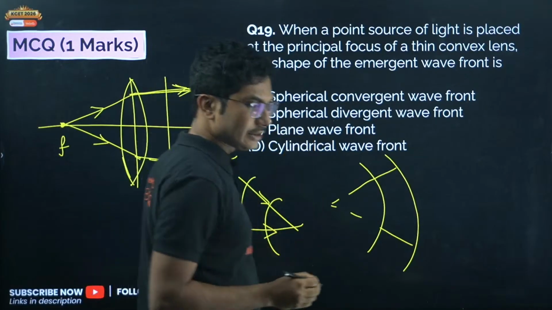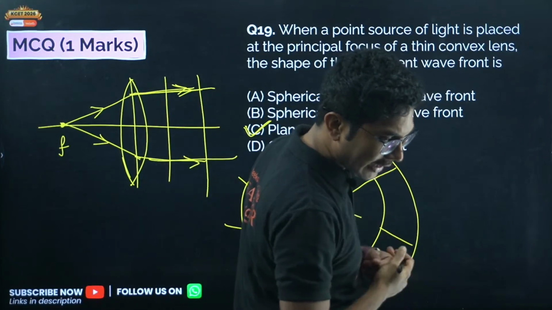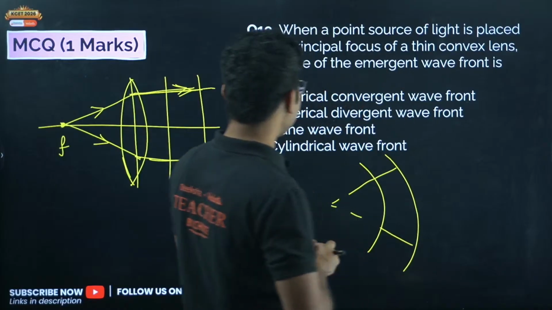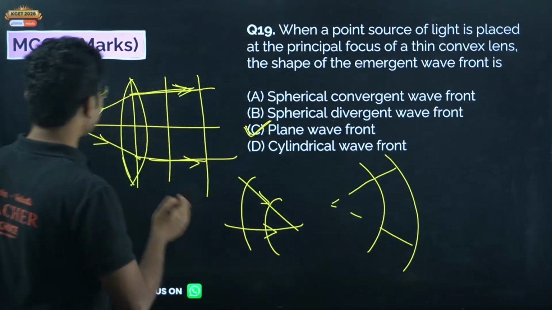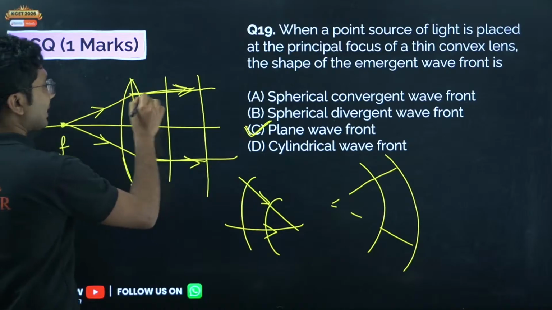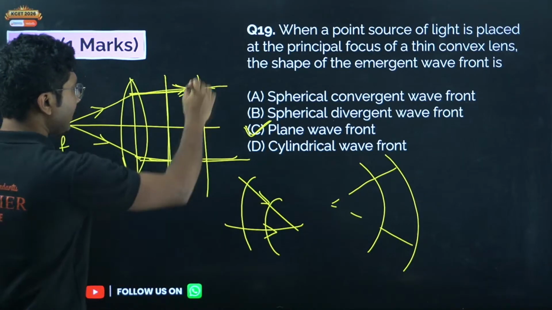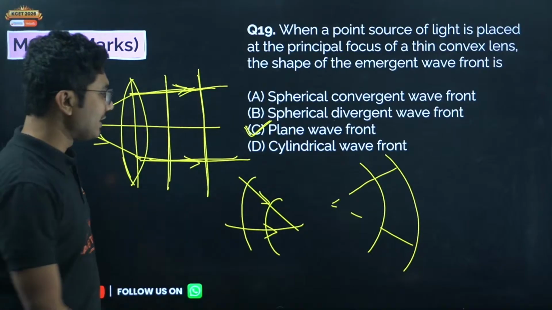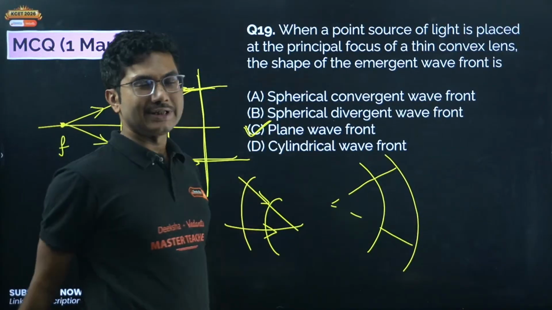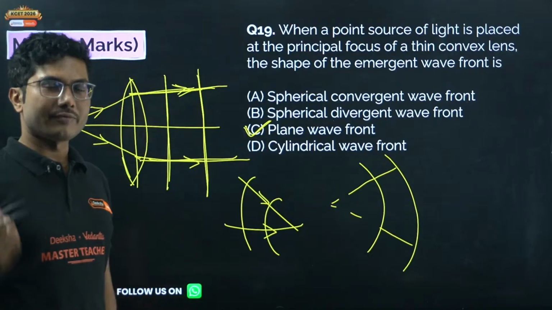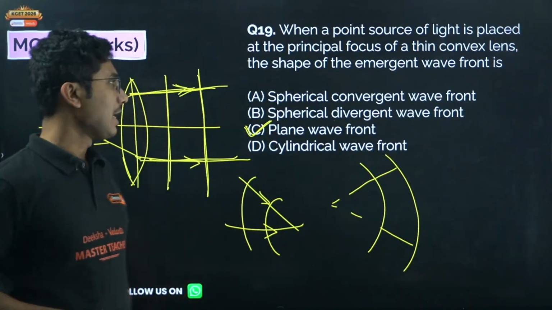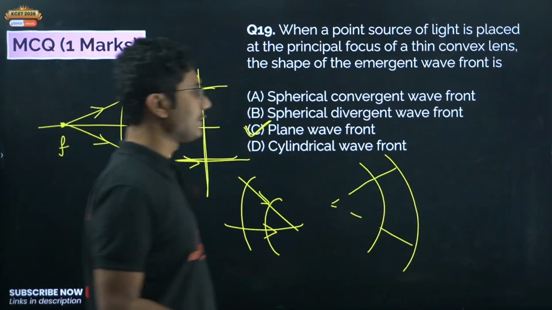Option C is correct. Not 19D, Nagraj, not 19A as well, because the rays are not converging. Rays are becoming parallel, which means the wavefront will also be plane. If it is converging or diverging, then it will be spherical. And cylindrical happens when the source is extended.